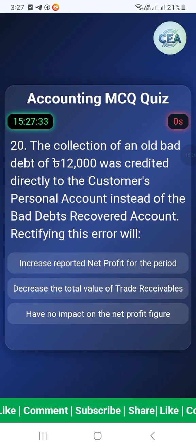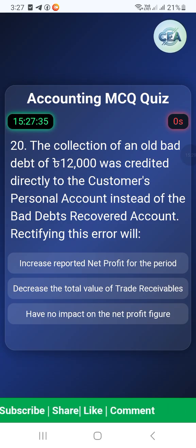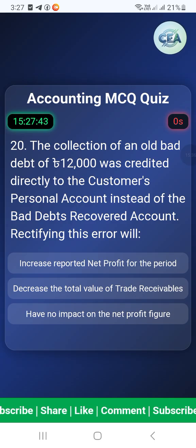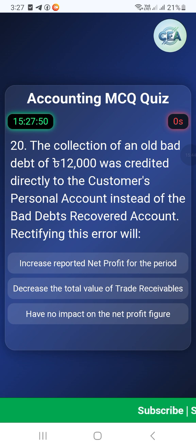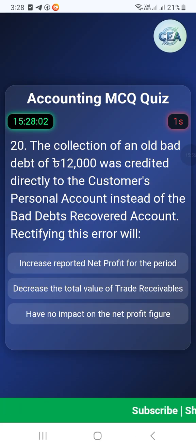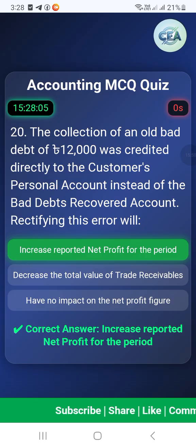20. The collection of an old bad debt of 12,000 takas was credited directly to the customer's personal account instead of the bad debts recovered account. Rectifying this error will: Option 1. Increase reported net profit for the period. Option 2. Decrease the total value of trade receivables. Option 3. Have no impact on the net profit figure. Correct answer is increase reported net profit for the period.